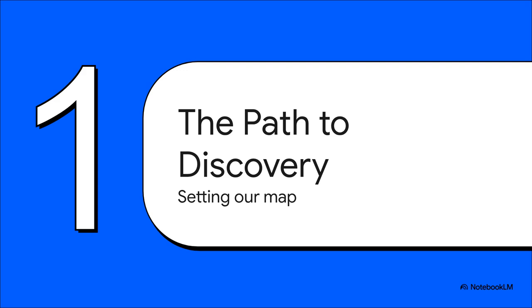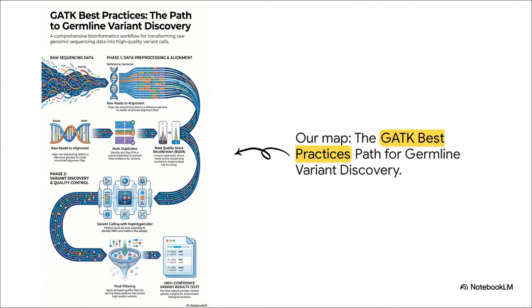Section 1, the path to discovery. Think of this as us laying out the map for our entire journey. And here it is. This is our map, the GATK best practices workflow. You can see how it just flows from left to right, right? It takes that messy, raw sequencing data and just systematically cleans it, refines it, and polishes it until we're left with these super clean, high-confidence results. This is going to be our guide for the rest of this explainer.